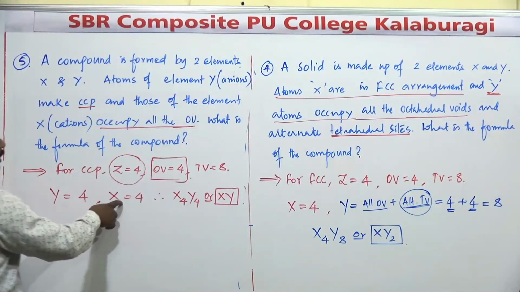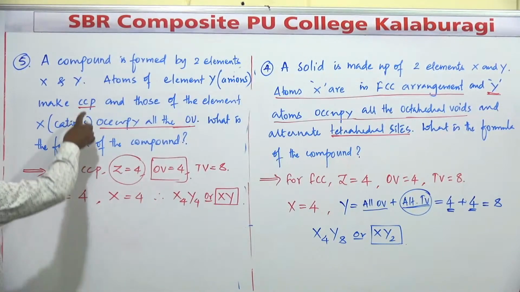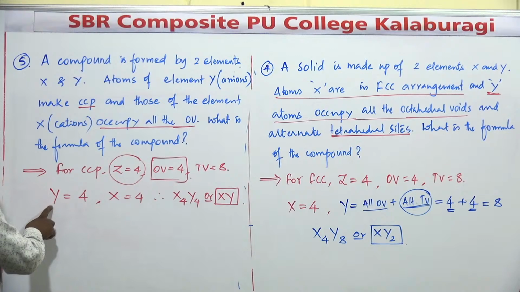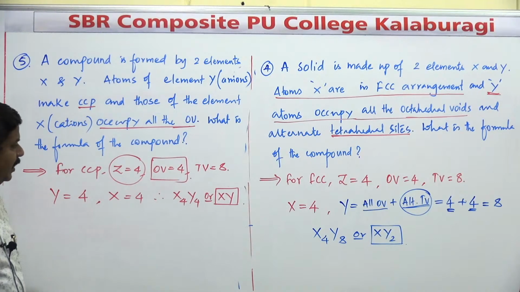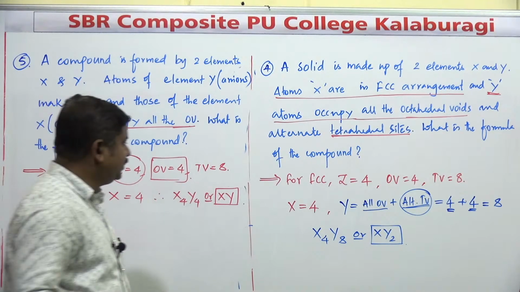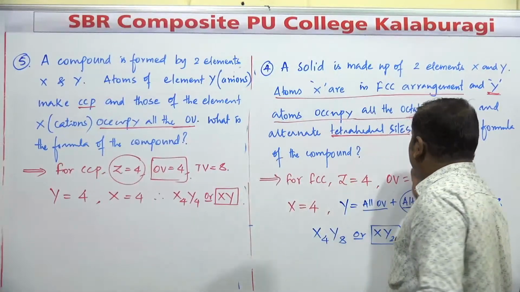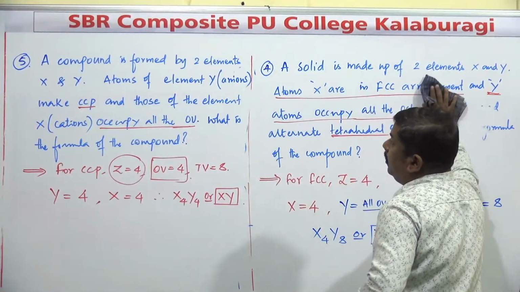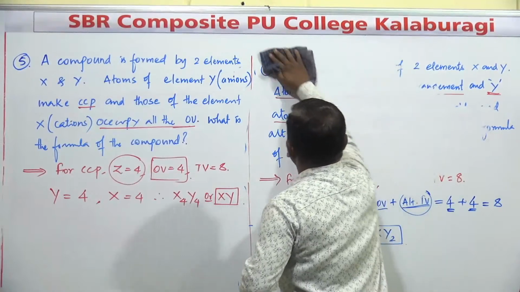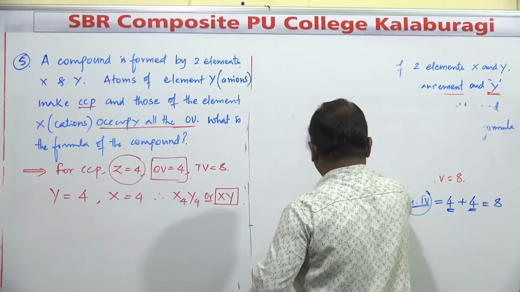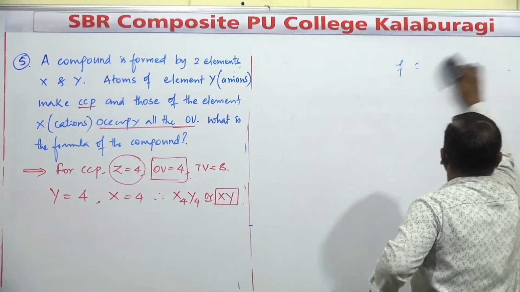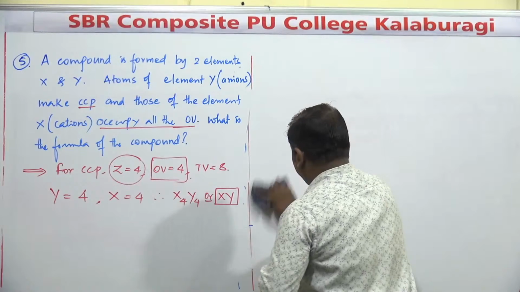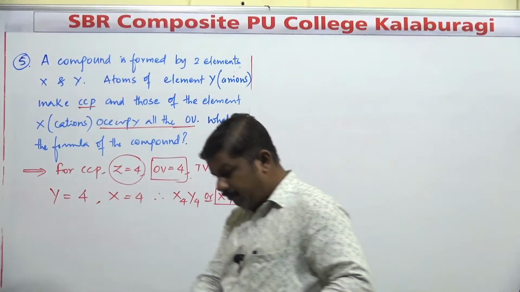X is going to be occupying all the octahedral voids and Y is going to be forming the CCP arrangement. So, total number of ions of Y is equal to 4, total number of ions of X is also equal to 4. Then the simplest formula of the compound is which one? That is going to be XY. One cation of X and one anion of Y. That is the simplest formula of the compound. Next, same type of numericals will be there in examination.